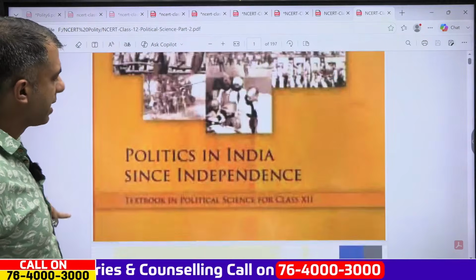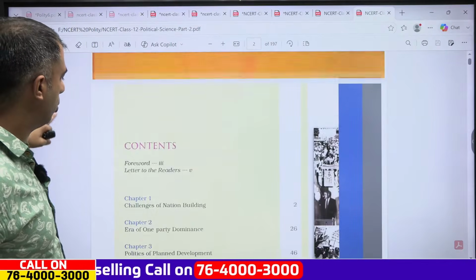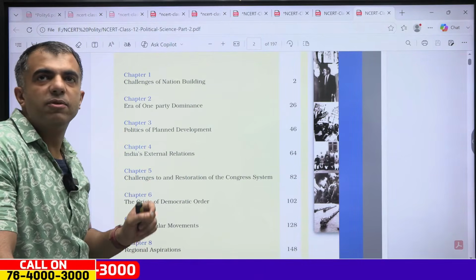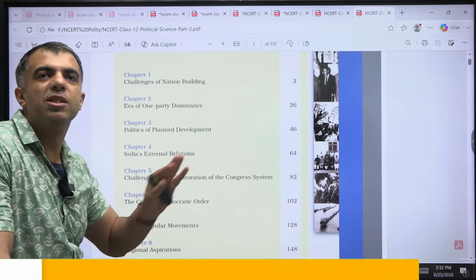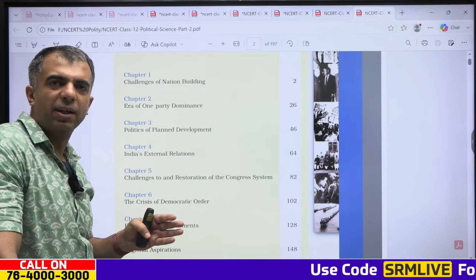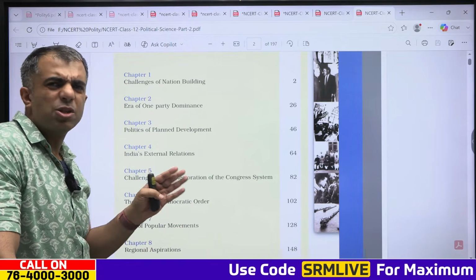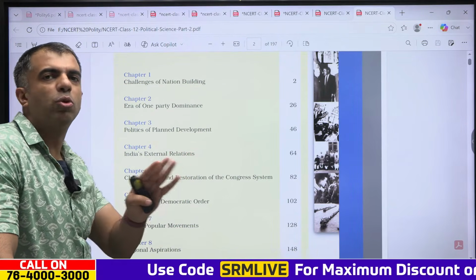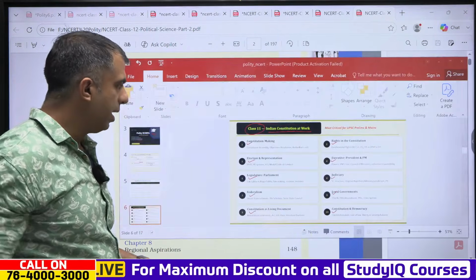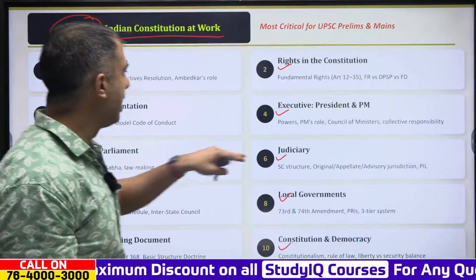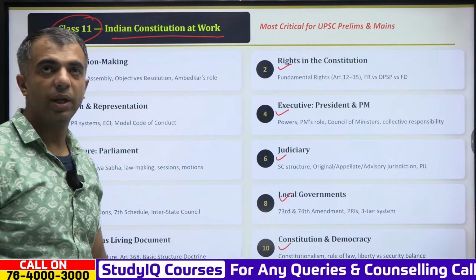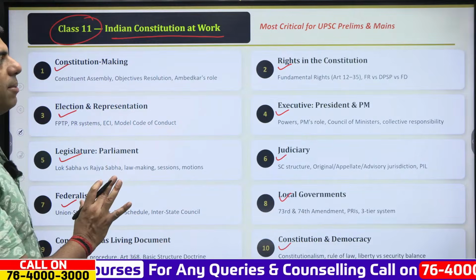Next, class 12th NCERT part 2. This has a few things which are more relevant from a mains perspective. Clear? If you are going for the prelims perspective, you can just go through class 9th up to class 11th NCERT books. I'm highlighting the same in this presentation also. So 11th becomes very important.